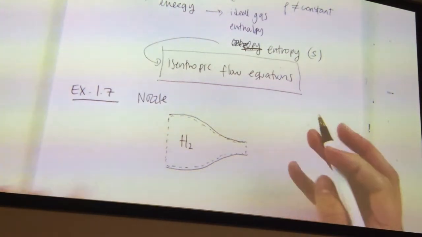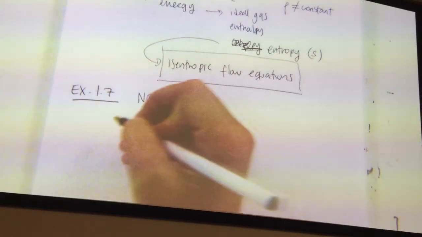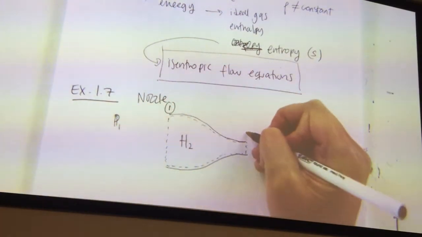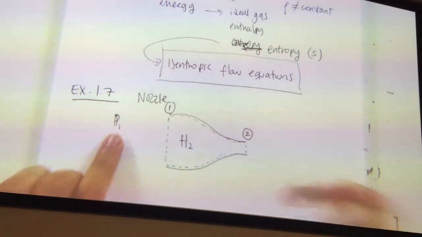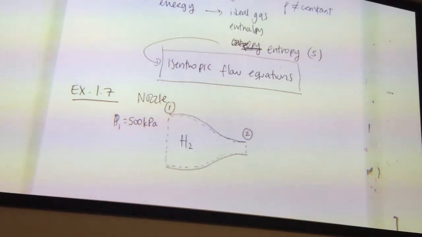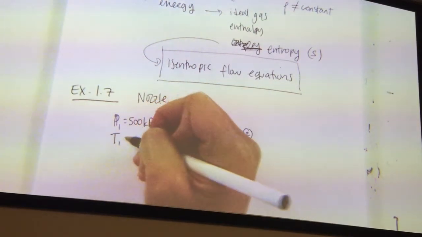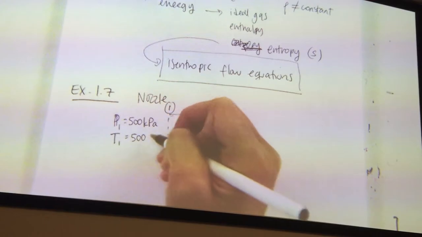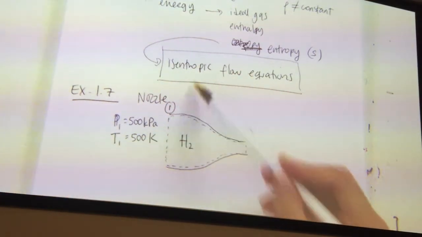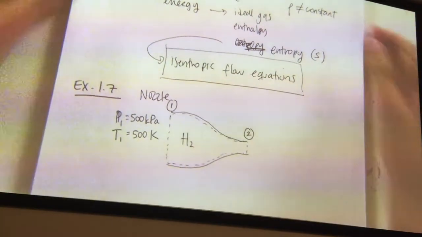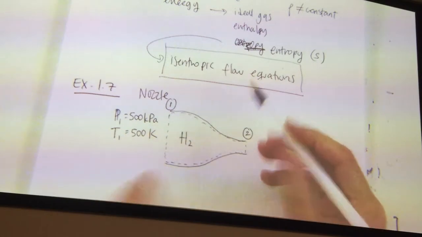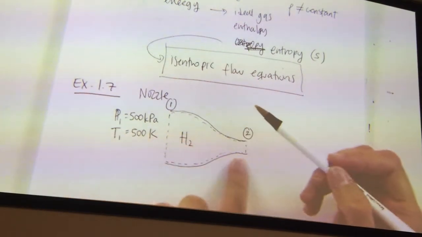We want to have inlet conditions. We'll call the inlet location one and the outlet two. At the inlet we have a pressure of 500 kilopascals and a temperature T1 of 500 Kelvin. Another big assumption that you're going to make a lot in this course when it comes to nozzles is that normally the fluid comes at a relatively slow speed and then gets sped up at the end.